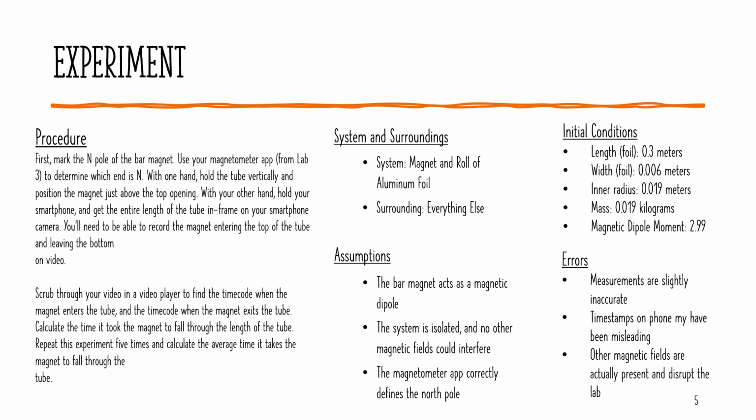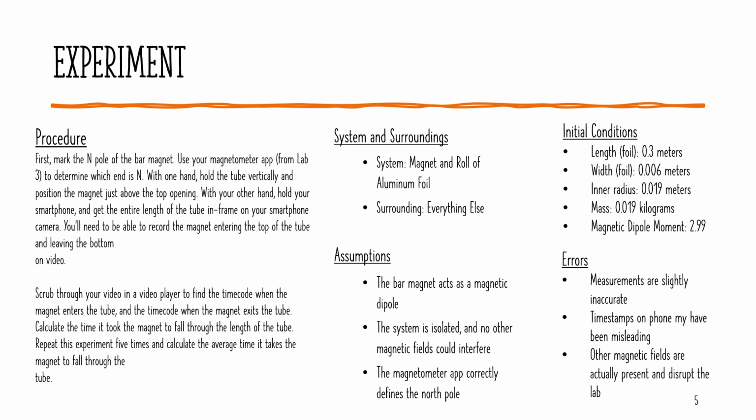Then I went through my video data and looked at the time codes from when I first dropped the magnet to when it finally came out. I did this 5 times, and then I added up those results to get an average time that it took for the magnet to fall through the tube. In this, the system was the magnet and the roll of aluminum foil, and the surroundings were everything else.